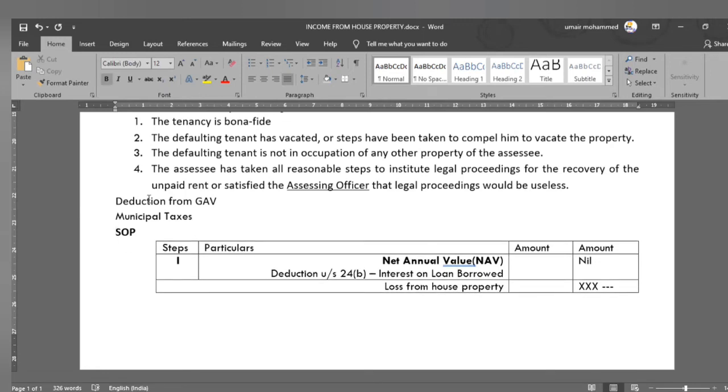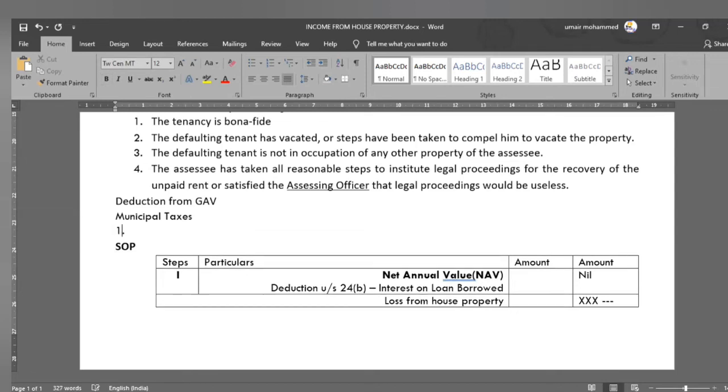Now, in order to claim this deduction, municipal taxes, again, there are certain conditions which are very important. So what are the conditions under which municipal taxes will be allowed as deduction? In certain cases, municipal taxes will not be allowed as deduction. So you should know, in order to claim municipal tax as a deduction, what are the conditions that need to be satisfied? So there are 3 conditions that need to be satisfied. Condition number 1, the property is let out during the whole or any part of the previous year, does not matter.